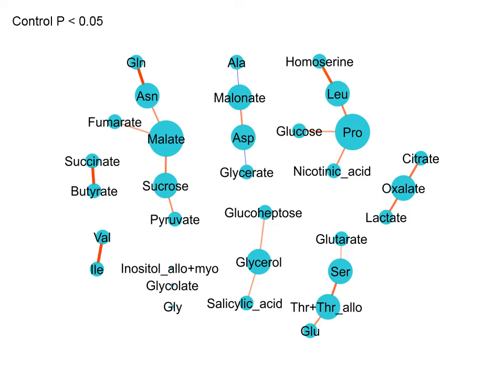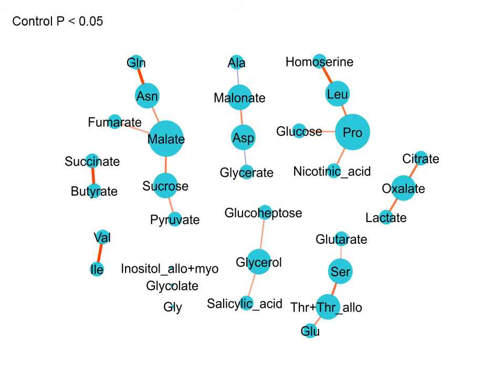Another example is from another work from our lab, where we challenged the plants with virus in the leaves. This is the metabolic network of plants without virus. You see that you have some connections, and the connections here are significant. If I'm not wrong, the red connections are positive and the blue connections are negative. And the thicker the link, the higher the Pearson correlation.